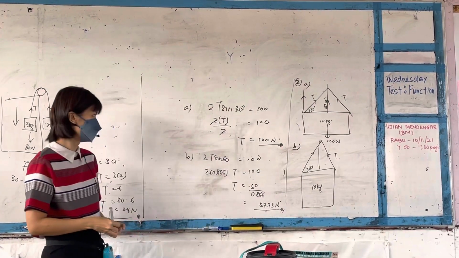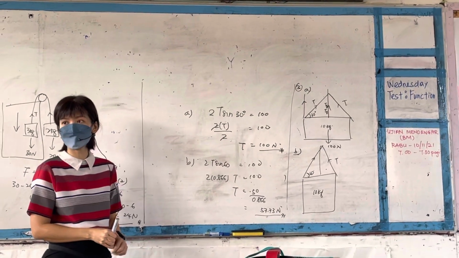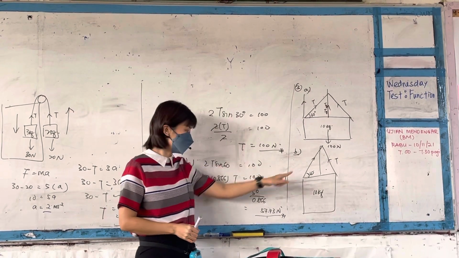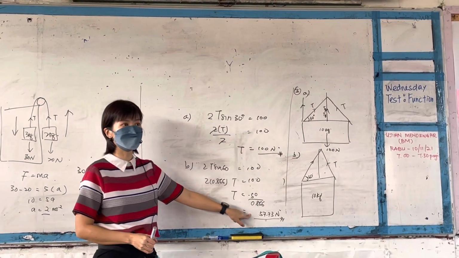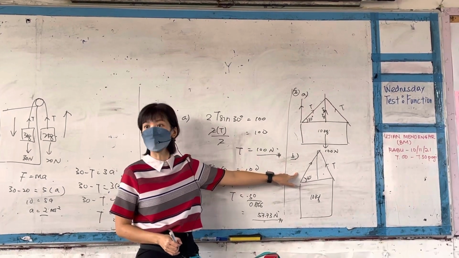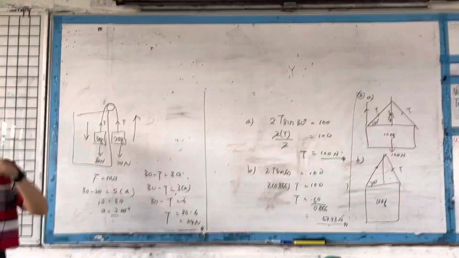57.73 Newton. Okay, so which way of hanging a picture is better? This one? The bigger the angle, the smaller the string tension, so it is less likely to snap. Understand? That's the hanging part. Okay, stop.